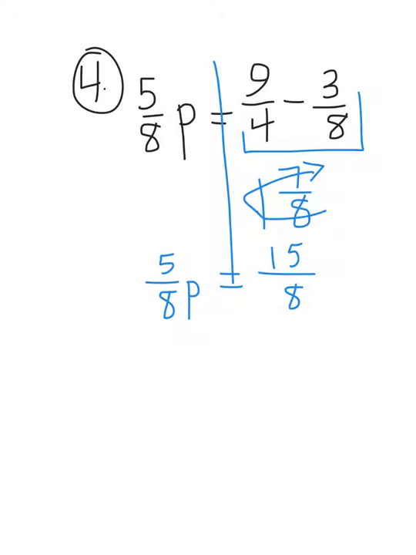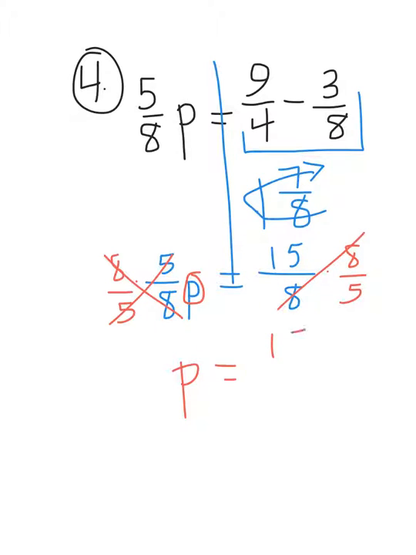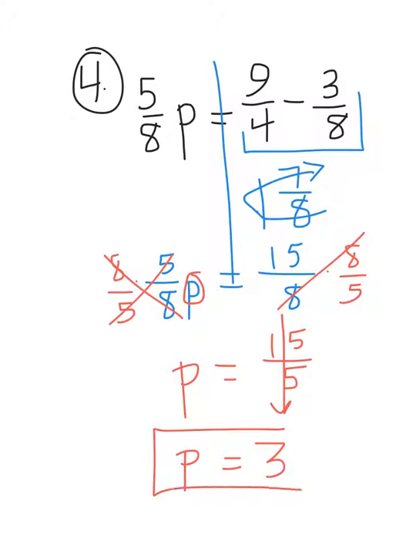And then I still have to isolate this p by multiplying by the reciprocal. So that cancels out. I'm left with the p, and I have to do it on both sides. So this cancels out right there, and that leaves me with 15/5. If I divide this down, that would give me a 3, and p equals 3. So again, I know this is really fast, but I just want to show you the steps so that you can kind of remember a little bit more quickly.